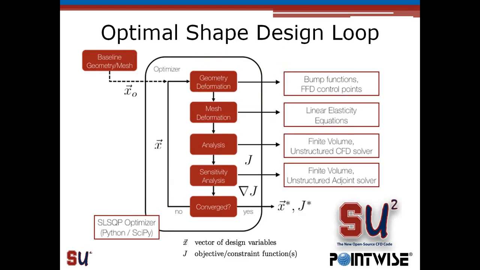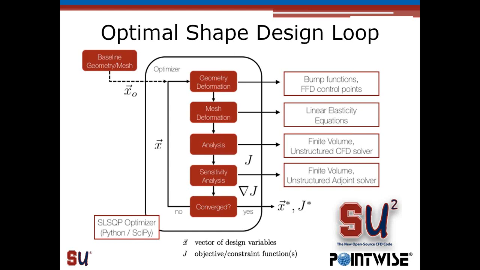So let's talk a little bit about optimal shape design in general and what some of the tools are that we need to perform the optimal shape design loop. So given the nice baseline geometry and mesh that Travis created, that's going to be our input to the shape optimization cycle. So we're going to need several tools. First is something to perform geometry parameterization. So Travis alluded to this. This is what we call freeform deformation. We're going to use those freeform deformation boxes to control the surface shape of the geometry.